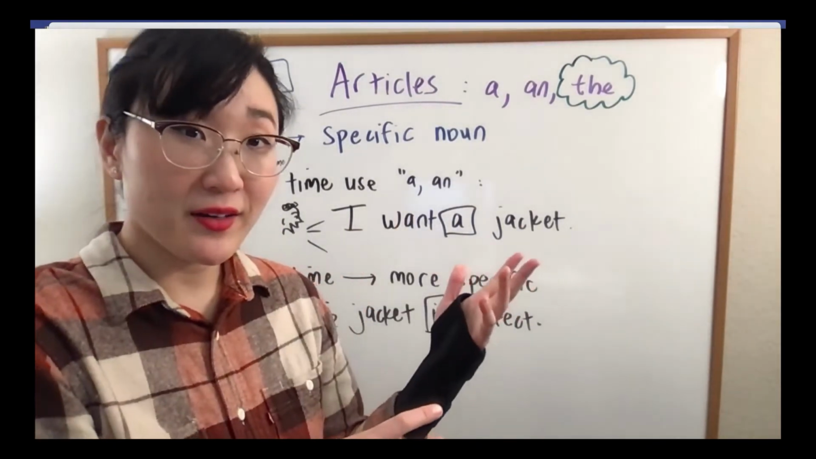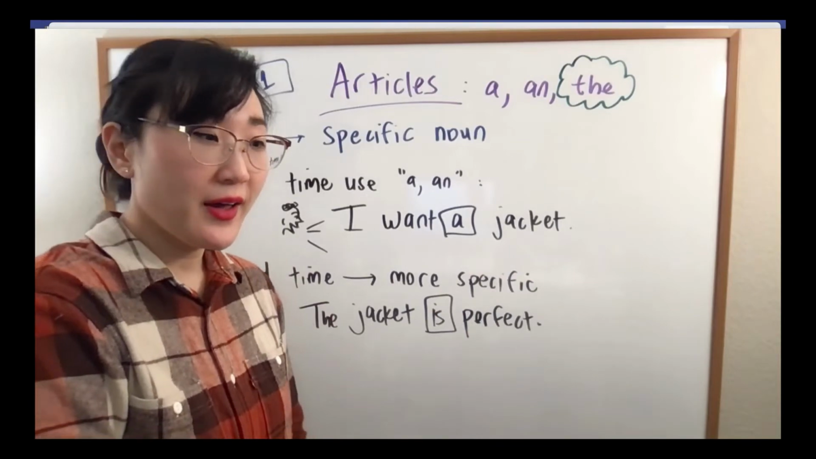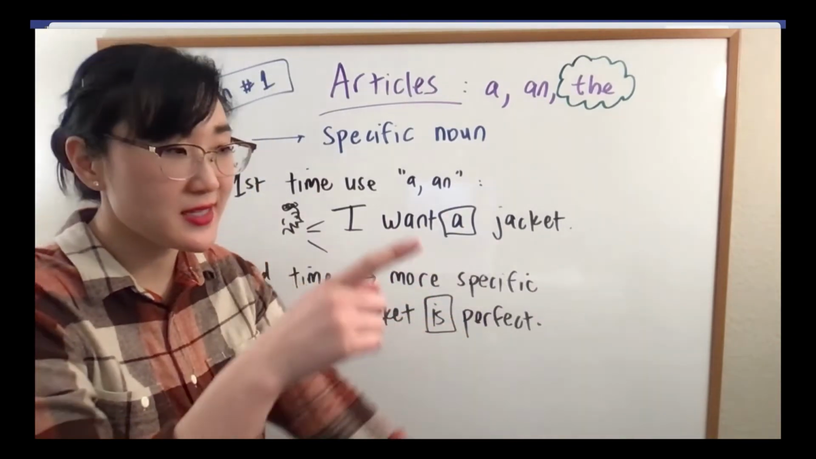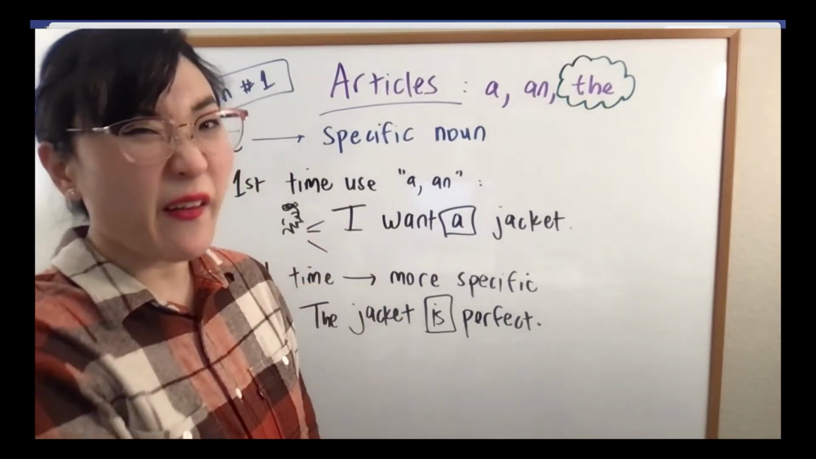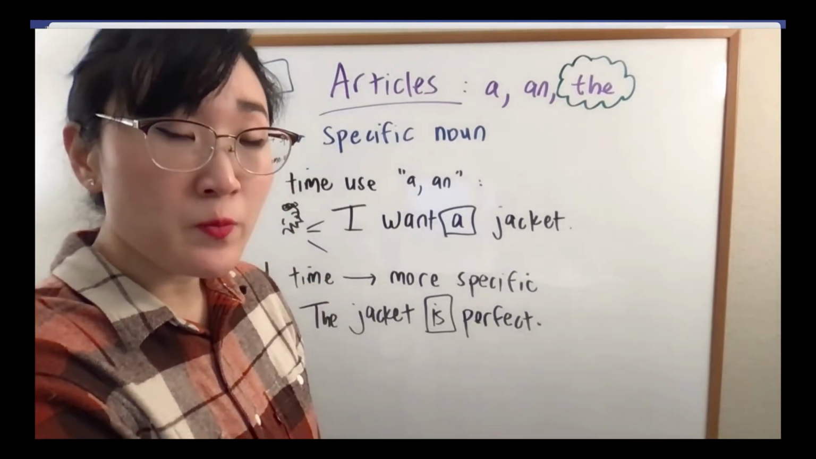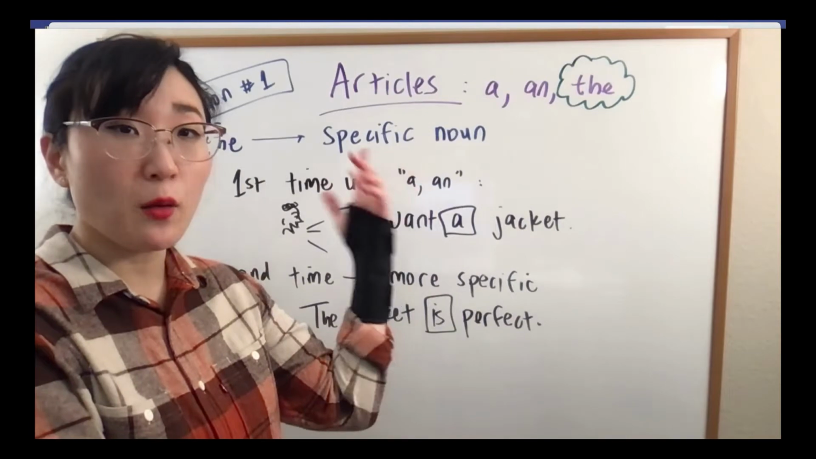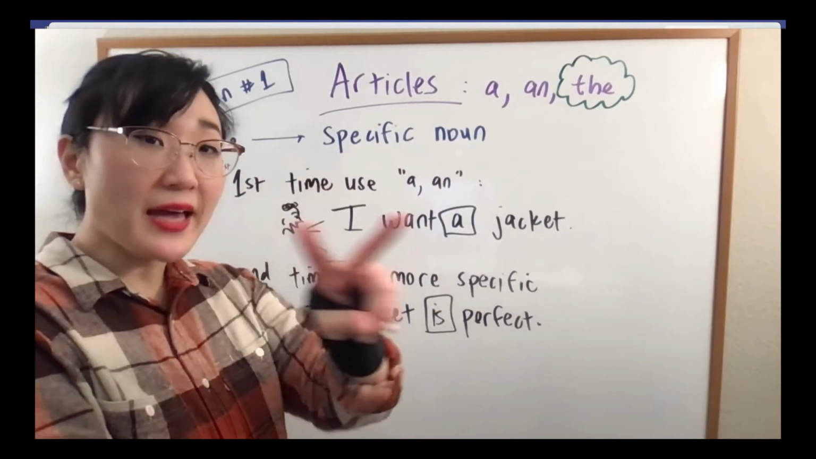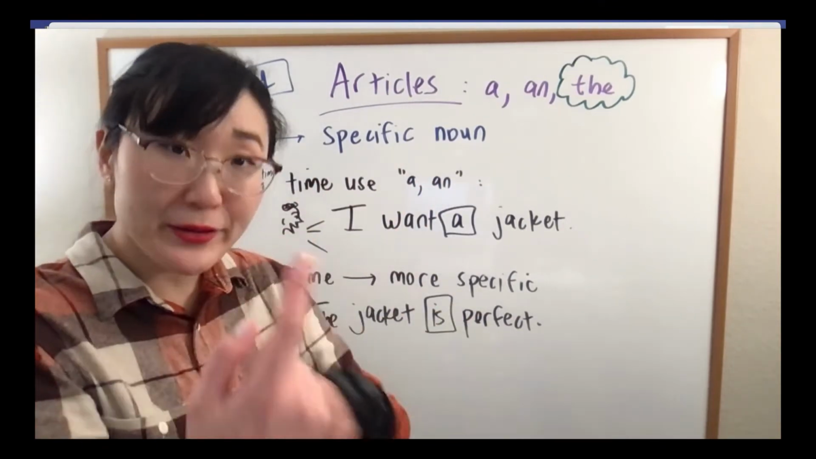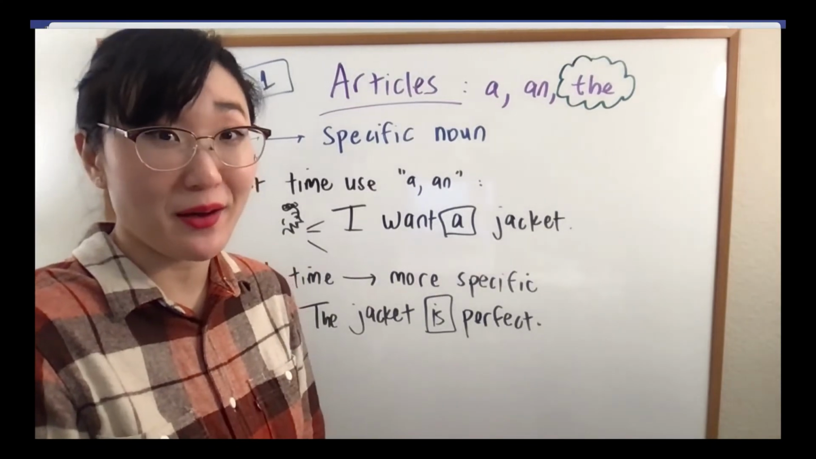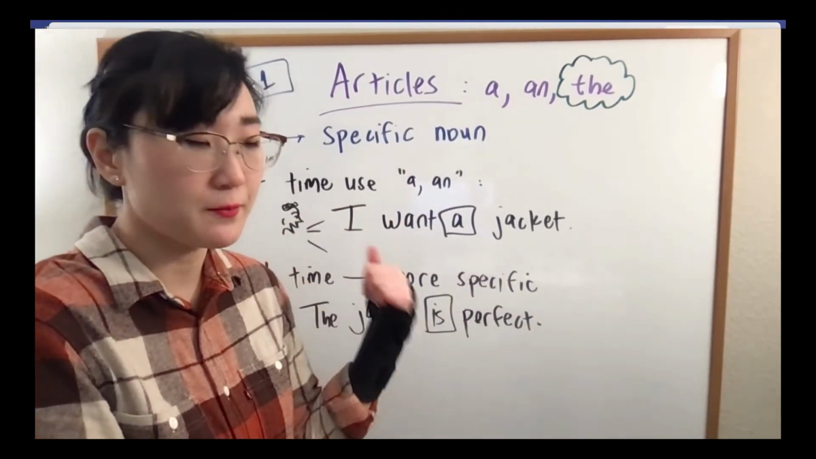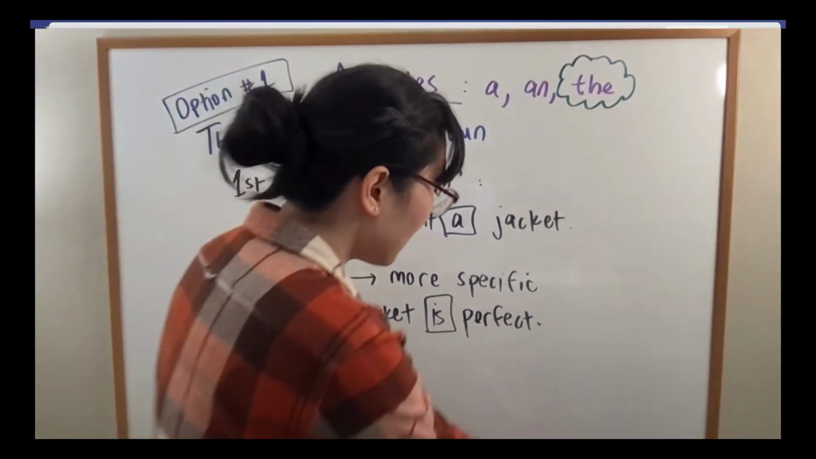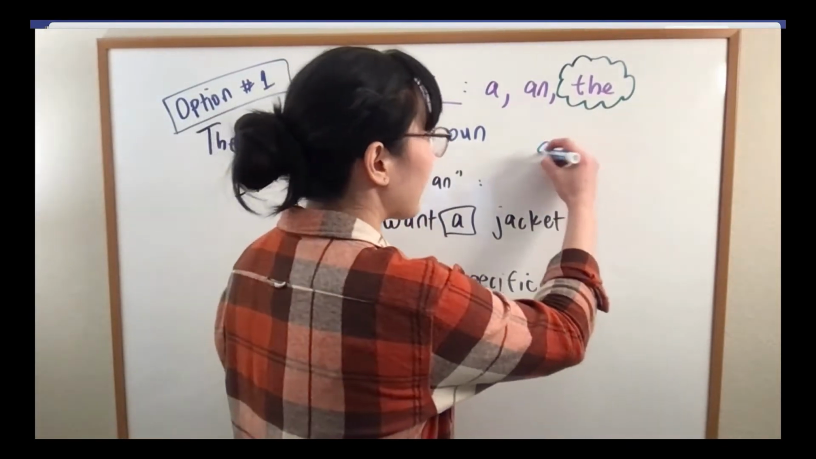I want a car. I want a new car. And I look at different options and I say, oh, the car is beautiful. Or the car is too expensive. The first time you introduce it, we use a or an. The second time, we both understand what I am talking about, so we can change it to a more specific article using the.